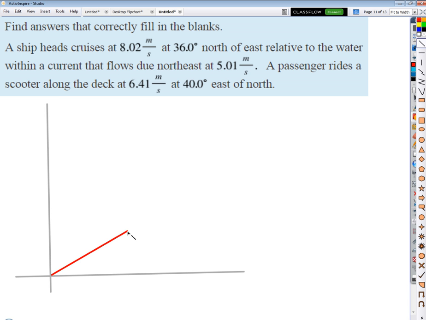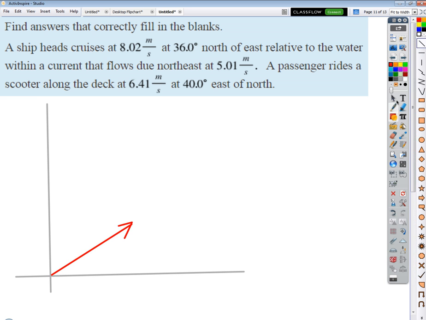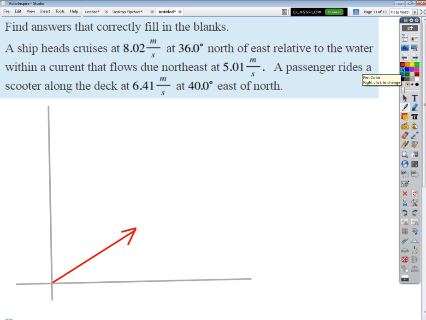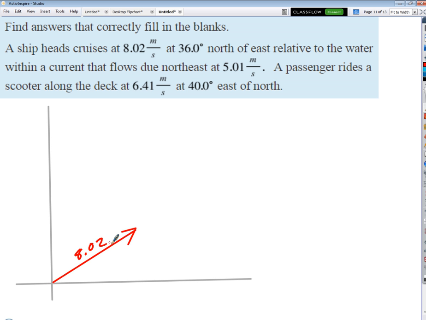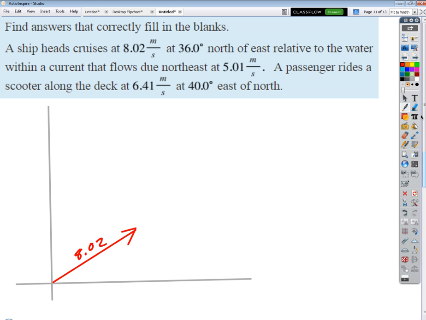Maybe out like that, how about, huh? And that one's 8.02. Okay. Next one. Next one flows due northeast. What does that mean? 45, yes, it's going to be at a 45-degree angle. And it's got a magnitude of 5.01.